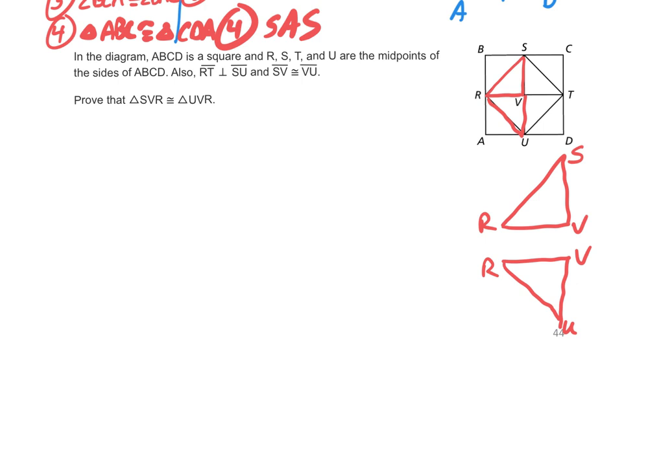Because in a picture like this, we have all kinds of triangles that we could be working with. Okay, it tells us that ABCD is a square. It tells us RSTU are midpoints of AB and CD. Also, RT is perpendicular to SU. SV is congruent to BU. All kinds of information is given there.